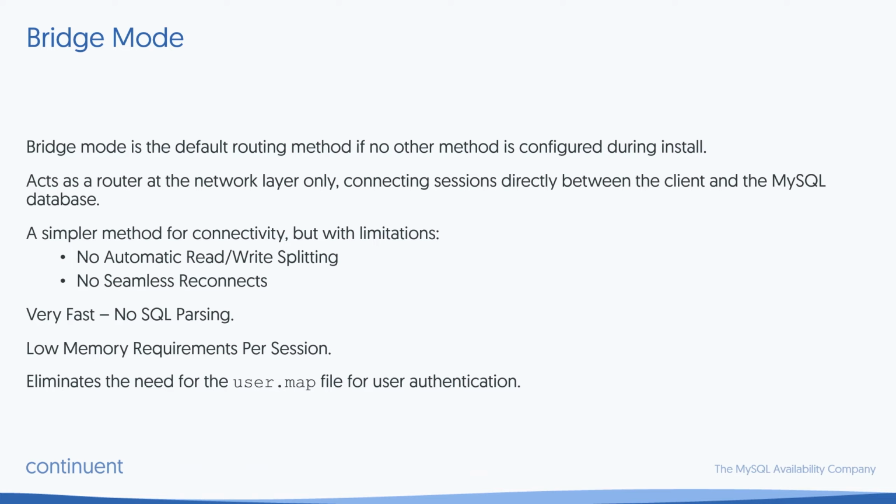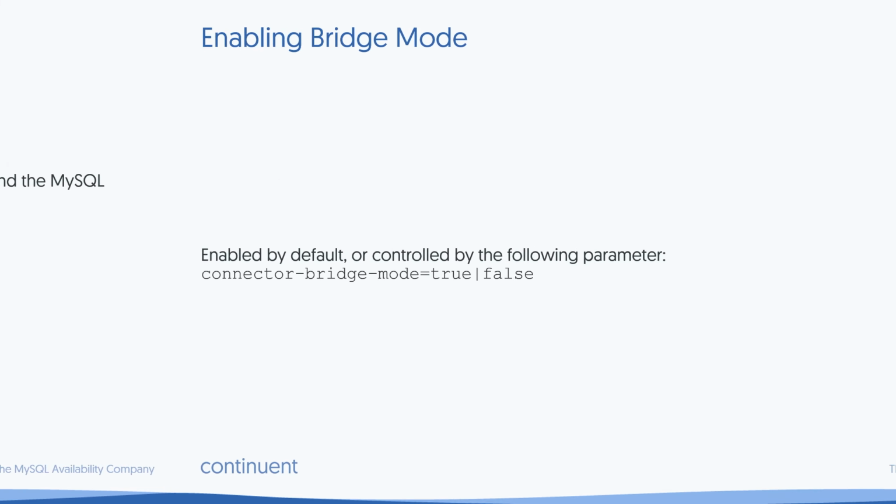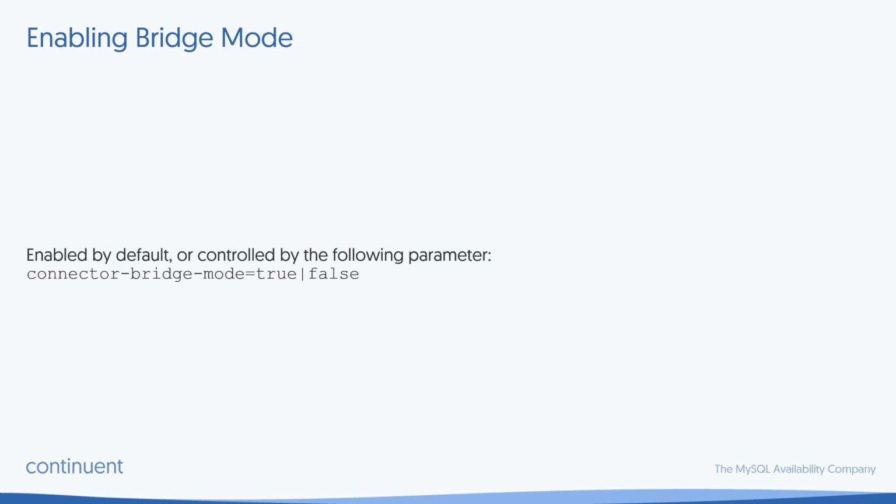It's a very fast routing method, because we're handing your connection off and you have a direct connection to the database, so there's no SQL parsing handled by the connector, and the memory overhead for the connector is much lower. This also eliminates the need for the user map for handling authentication, since this is handled directly between your application and the database. As I said, Bridge Mode is enabled by default, but this property can be added to your INI to disable it, or if you want to explicitly have it enabled, more of a visual reference for your users, then you can add it as so.